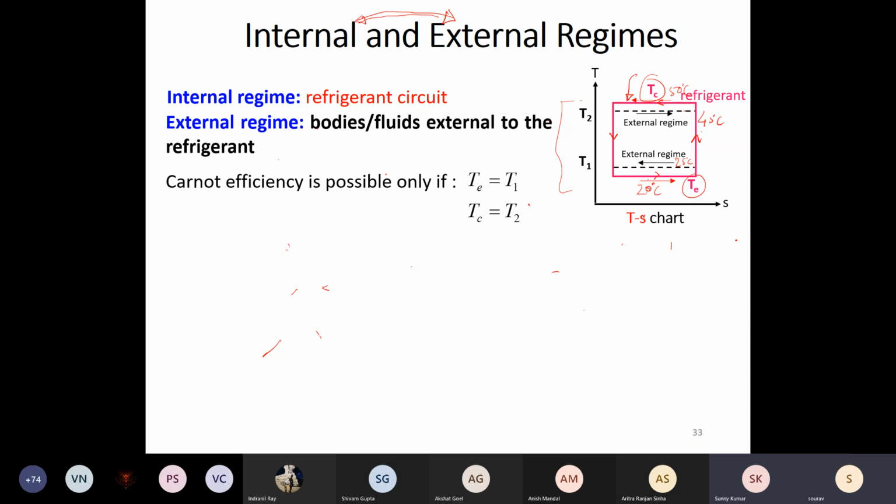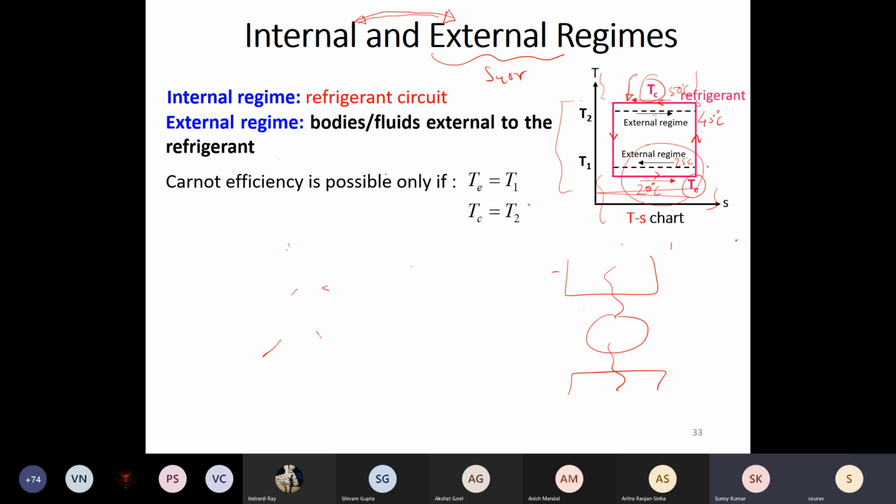You always have these two thermal reservoirs, no? Where the cycle interacts. Okay. So this refrigerant is at 50 degrees C but it is losing heat to a surrounding which is at 45 degrees. So external regime is nothing but your surroundings. So you have two surroundings over here. One surrounding over here, the other surrounding is here. So here the cycle is losing heat, here the cycle is gaining heat. So now there is a difference of 5 degrees C between the system and the surrounding at both the ends.